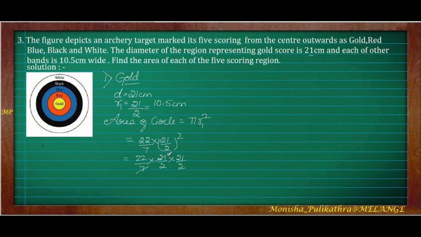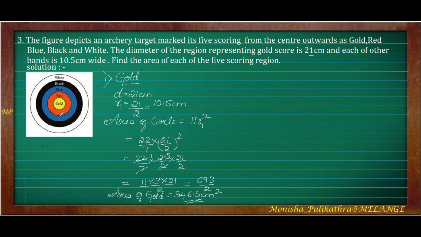So here 7 3s are 21 and 2 11s are 22. So here we will get 11 into 3 into 21 whole divided by 2. By multiplication, we will get 693 divided by 2. So the area of gold will be equal to 346.5 centimeter square. So this is the area of gold.